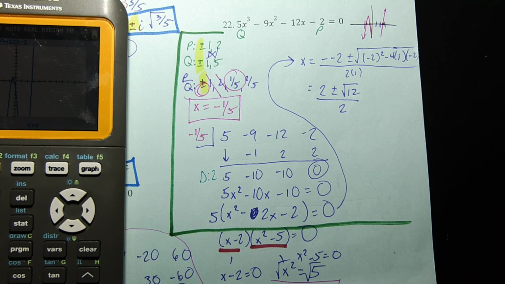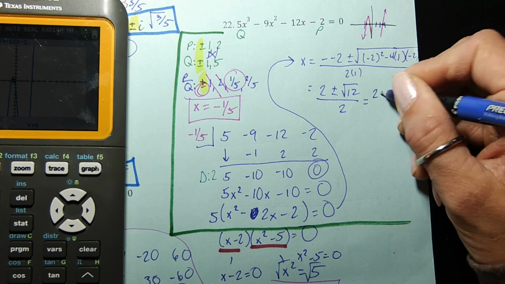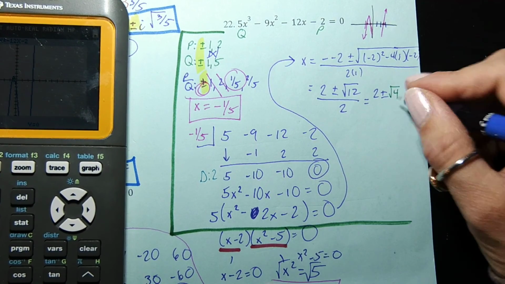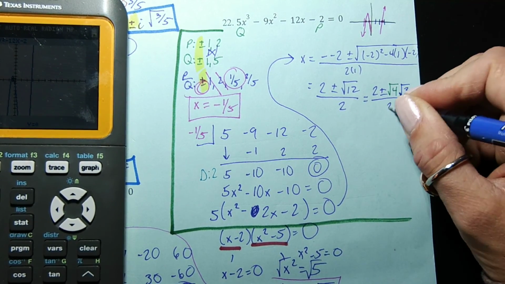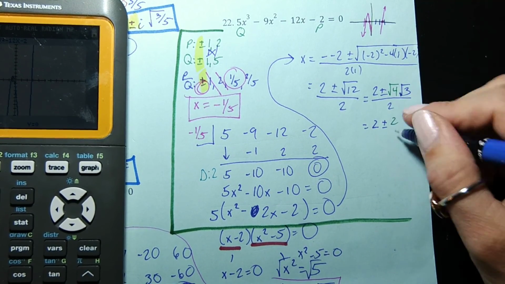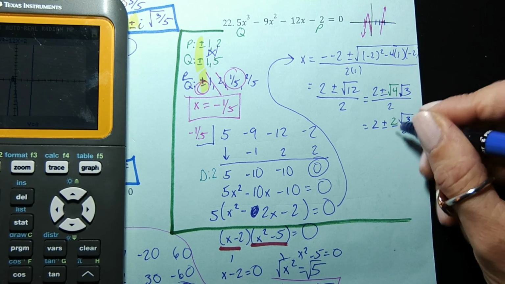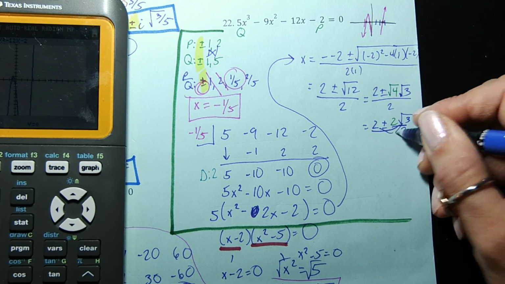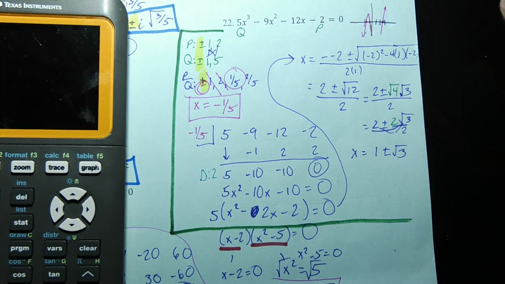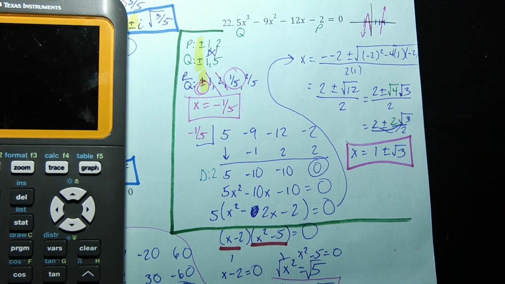All right, folks. What is the square root of 12? There is none, but are there any perfect square factors we can take out? 4. So I can break this down into square root of 4 times square root of 3. Those are the factors. So then it's 2 plus or minus 2 rad 3 over 2. Division distribution: 1 plus or minus rad 3. And folks, you could check that on your calculator using the trace button.